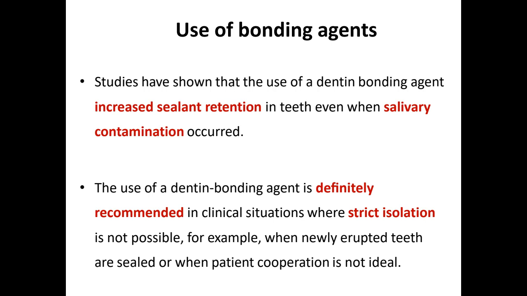So if you go back to the indications, if you are not able to isolate properly, if there is salivary contamination, or it happens by chance, then to increase sealant retention they advocate using a dentin bonding agent also. The use of a dentin bonding agent is definitely recommended in clinical situations where strict isolation is not at all possible. For example, a newly erupted tooth that you want to seal, when patient cooperation is not at all ideal and you need to place pit and fissure sealants: you apply the dentin bonding agent onto the tooth surface and go ahead with the application of the pit and fissure sealant.